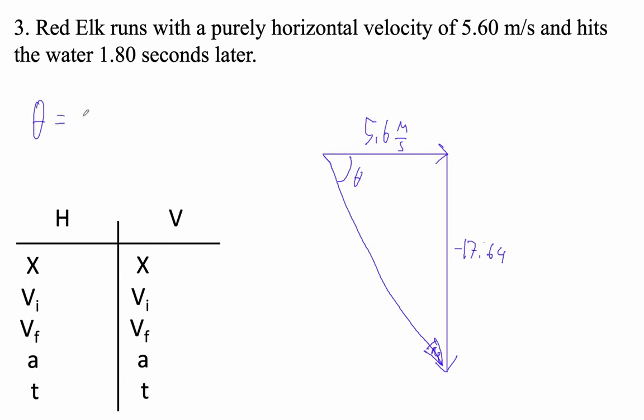So that theta is the inverse tan of 17.64 over 5.6. So second tan, 17.64 divided by 5.6. And that is 72.3 degrees.